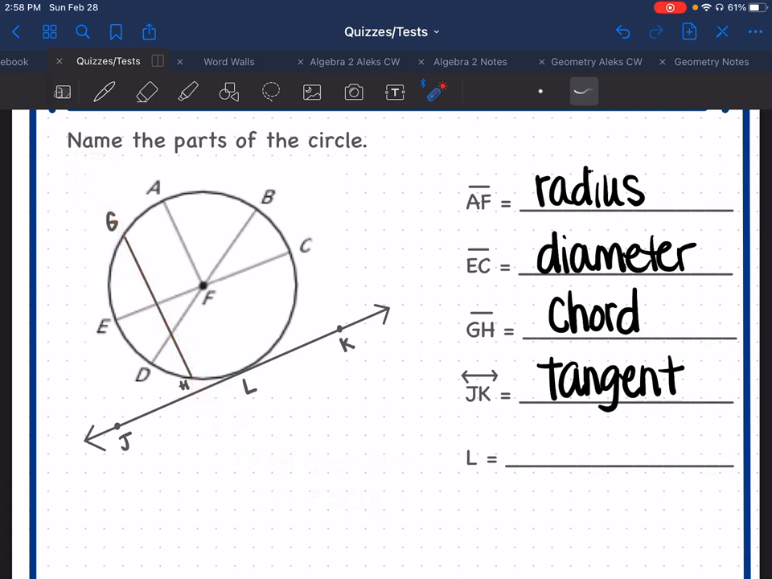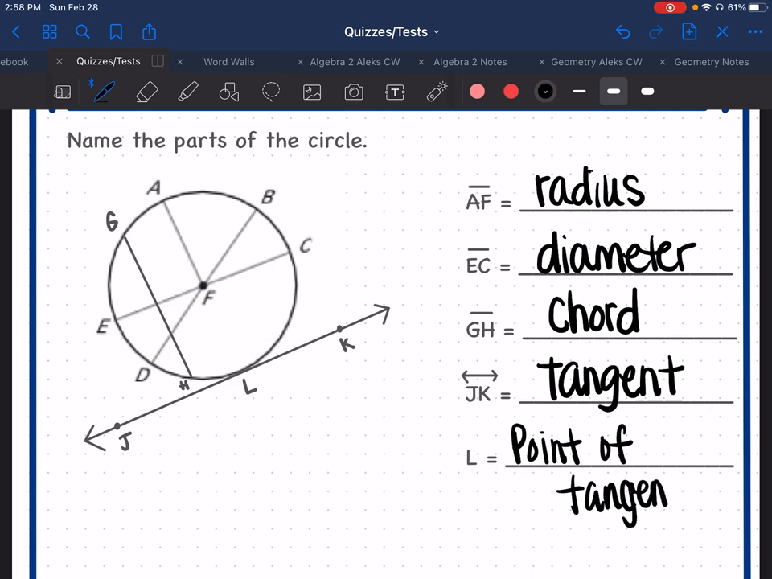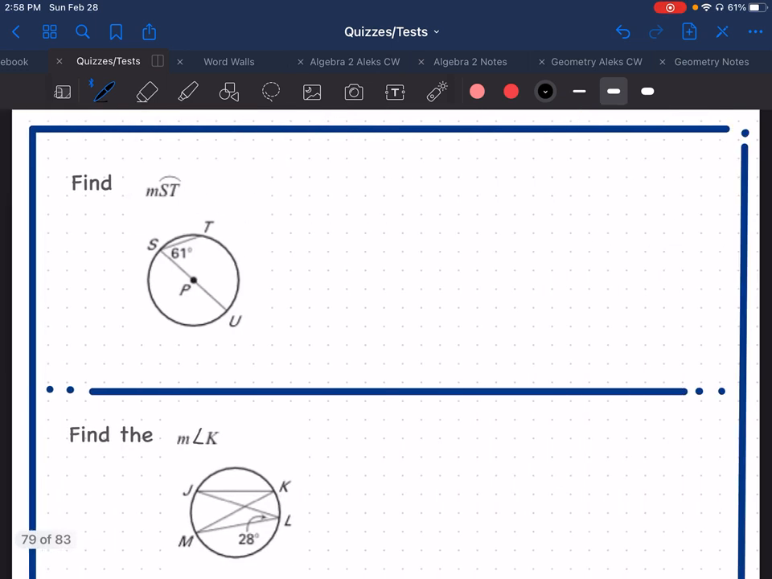Okay? And the last one, the point L, is this point where the tangent is touching the circle. So this is called our point of tangency. There we go. All right, let's take a look at what another question could look like.